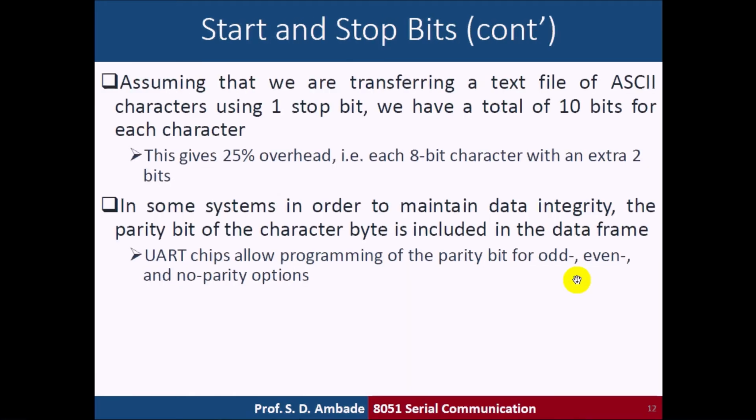Assuming that we are transferring a text file of ASCII characters using one stop bit, we have a total of 10 bits for each character. This gives 25% overhead, that is, each 8-bit character has 2 extra bits, one stop bit and one start bit. In some systems, in order to maintain data integrity, the parity bit of the character byte is included in the data frame. UART chips allow programming of the parity bit for odd or even, and a no parity option.